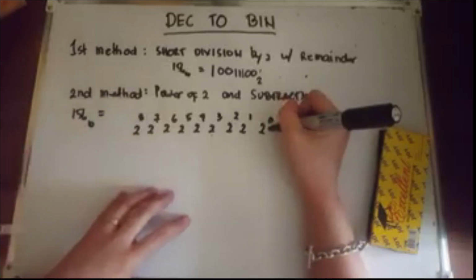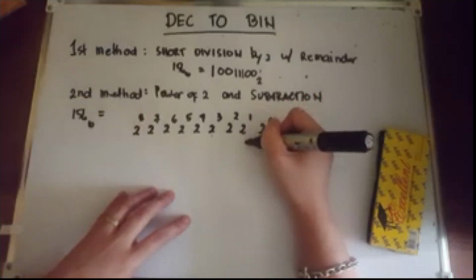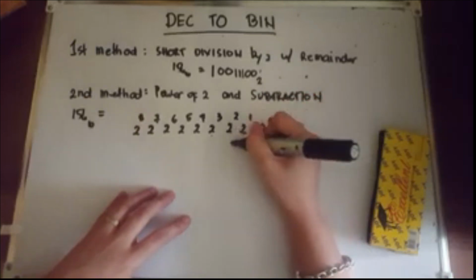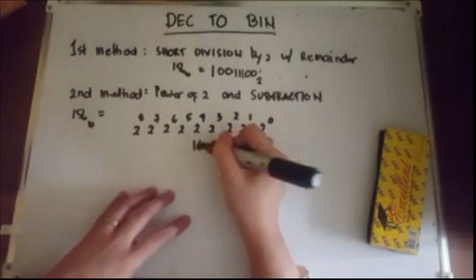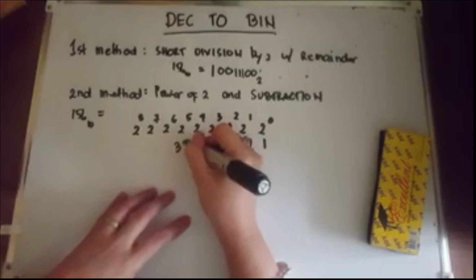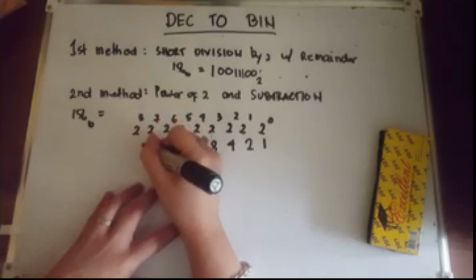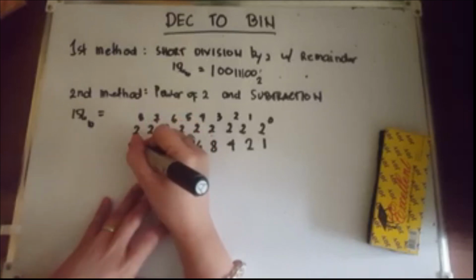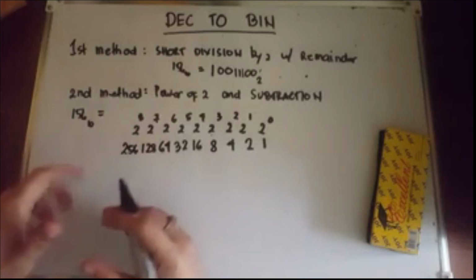So the value for 2 to the power of 0 is 1. 2 to the power of 1 is 2. 2 to the power of 2 is 4. And then we have 8 here. We have 16. We have 32. We have 64. And then we have 128. And then we have 256.